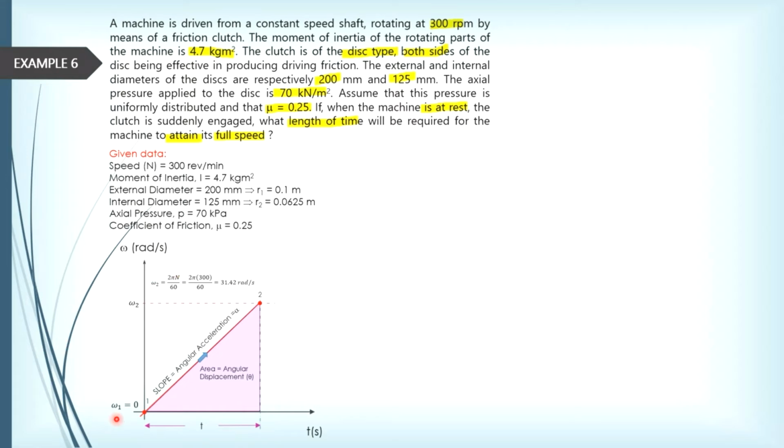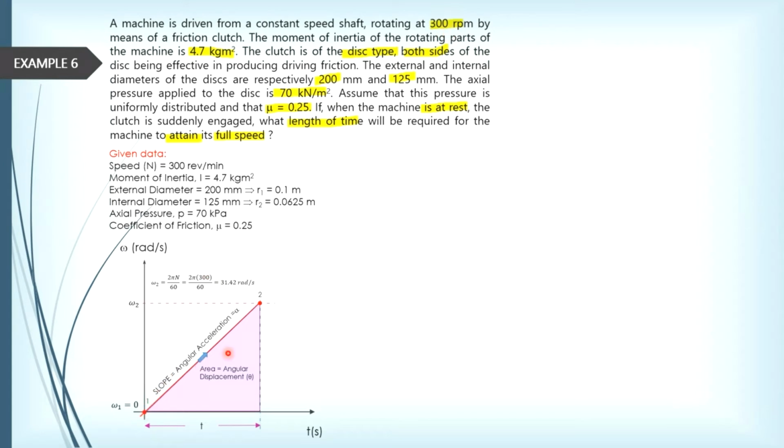So this is the omega against time graph. This time I show you the omega against time graph for the machine. They have given us a constant speed of 300 RPM. So this should be your final speed, 31.42. When you convert this from RPM, revolutions per minute, to radians per second, you must multiply by 2 pi and then divide by 60. This is the final speed, the full speed, which the shaft or the machine achieved.